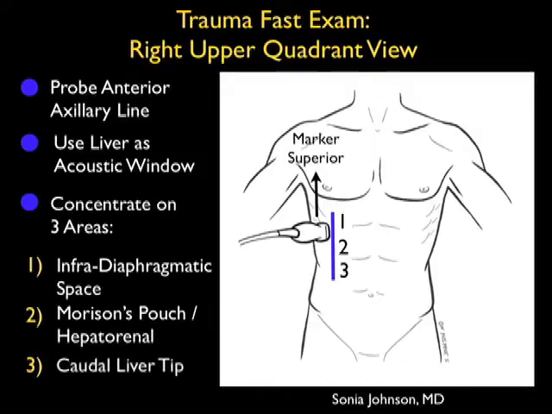Our first view from this right upper quadrant area will be position 1 as shown here, in the infradiaphragmatic space, just below the diaphragm and above the liver. Second, we'll move the probe slightly inferiorly to look into the traditional Morrison's pouch or hepatorenal interface, and the last view is the caudal tip of the liver, shown here in position 3. It's very important to look at the caudal tip of the liver as this represents the beginning of the right paracolic gutter, and small amounts of fluid will pool here before moving into Morrison's pouch.